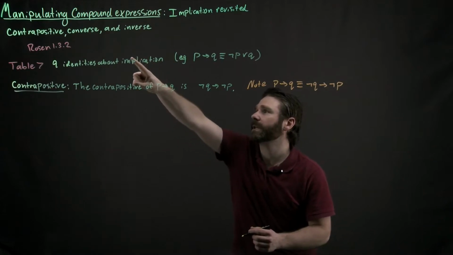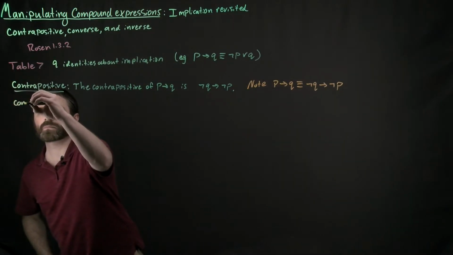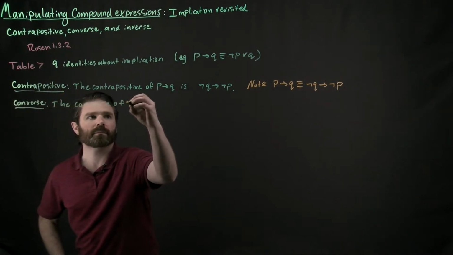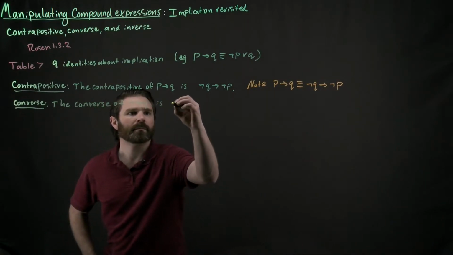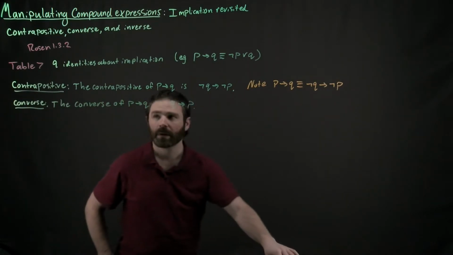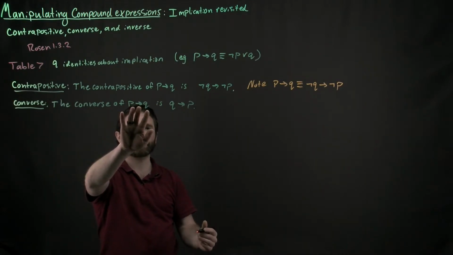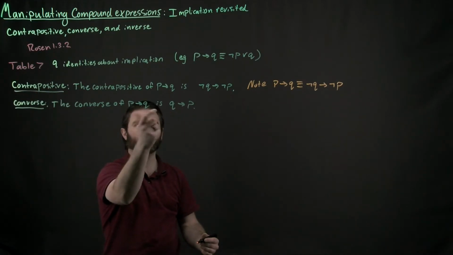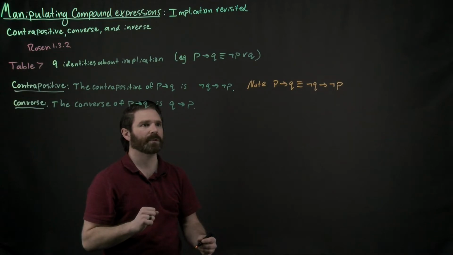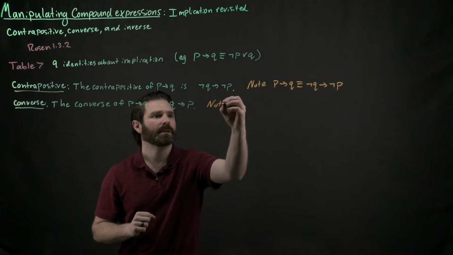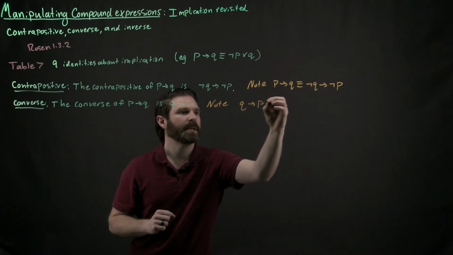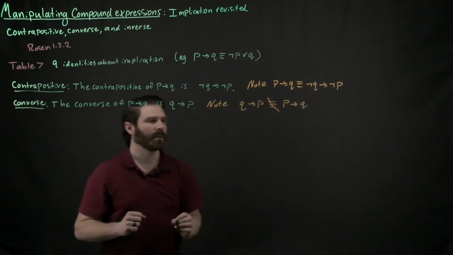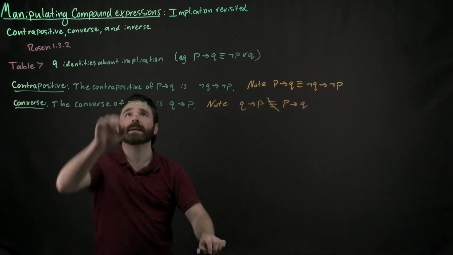Our second definition is going to be converse. So the converse of P implies Q is Q implies P. So all I've done right here is flipped the P and the Q and left the arrow pointing in the same direction. And here I'm going to make a note that Q implies P is not logically equivalent to P implies Q right here. And lastly, we have inverse.